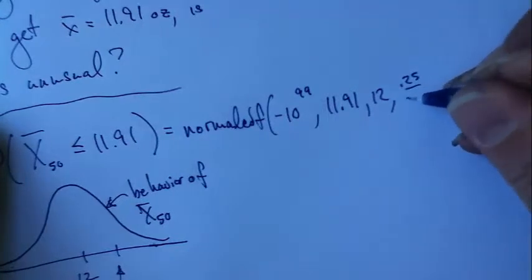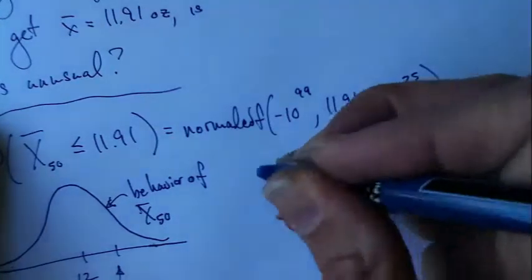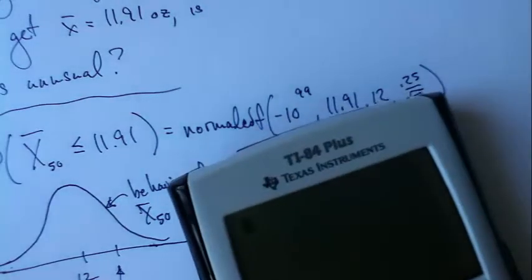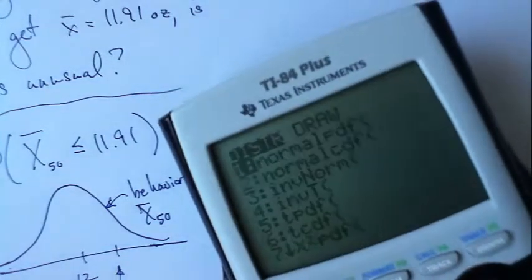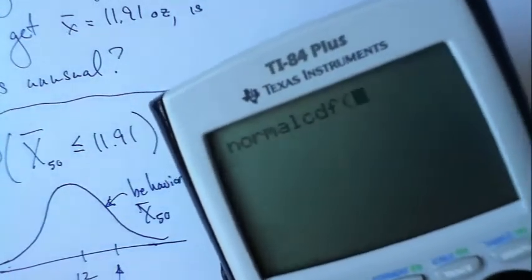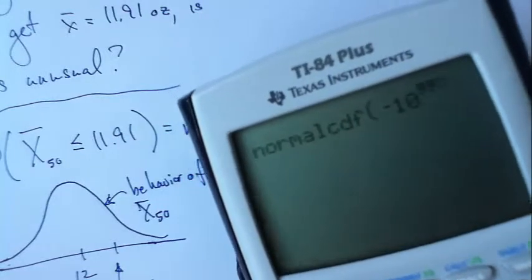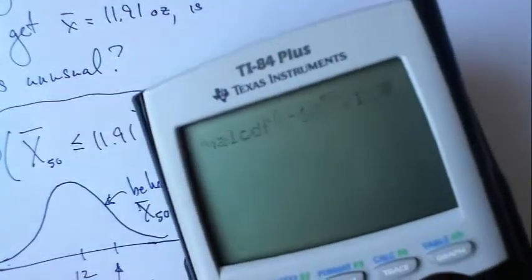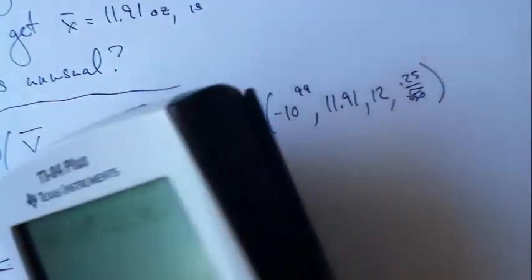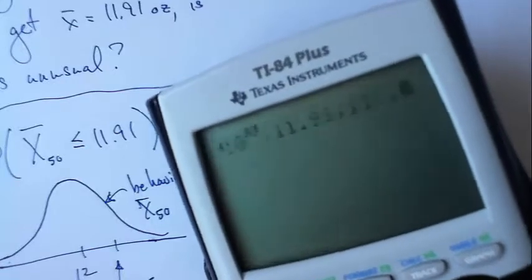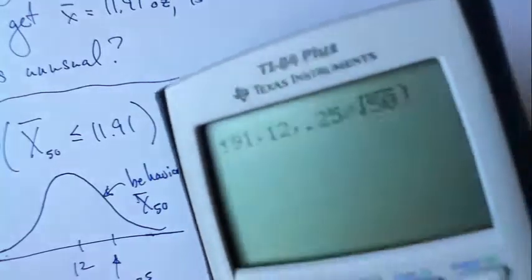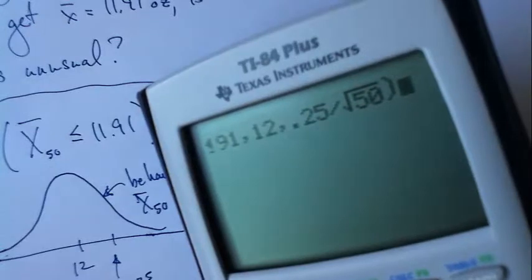Okay, so I'll do that with my calculator. Get normal CDF, negative 10 to the 99th, 11.91, 12, and then I get a quarter over root 50. I get 0.00545 approximately.